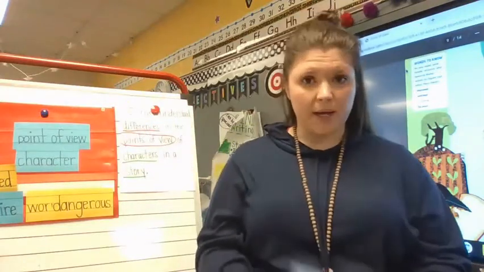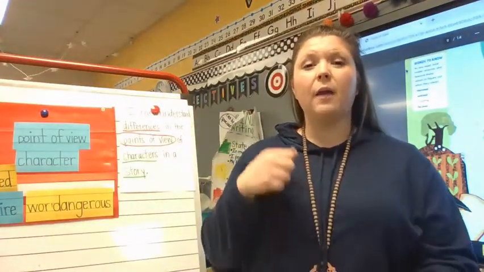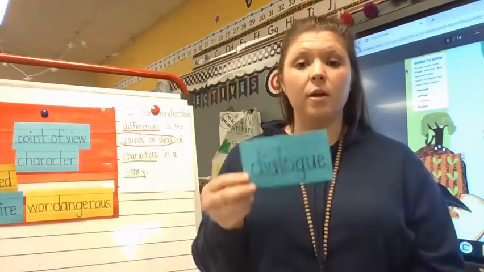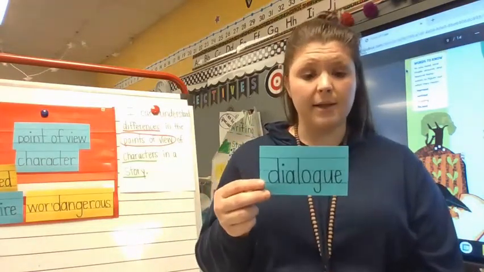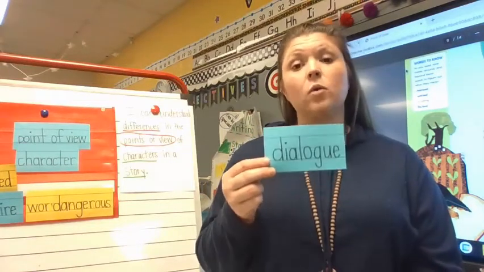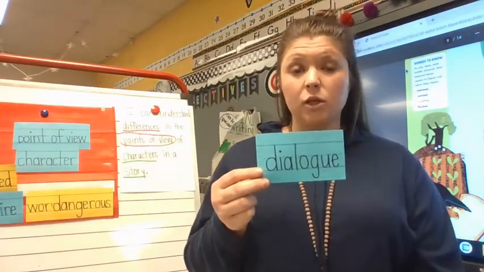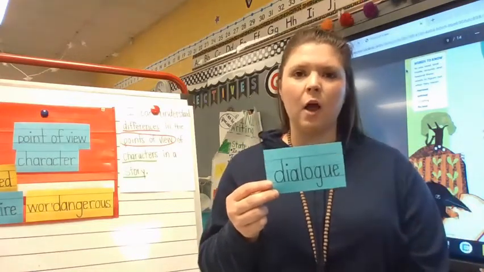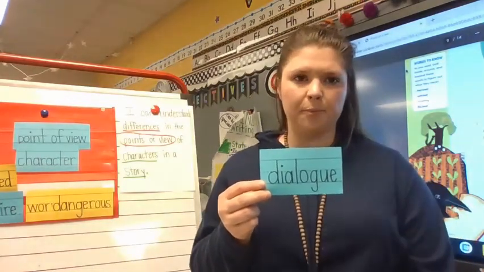Something that can help us, remember I told you that a point of view is how the character thinks, feels, or acts. We can find out this information from the dialogue that the character says. So a dialogue is the words that the characters say in a story or in a play. Give me an example of some dialogue from a character that you know.